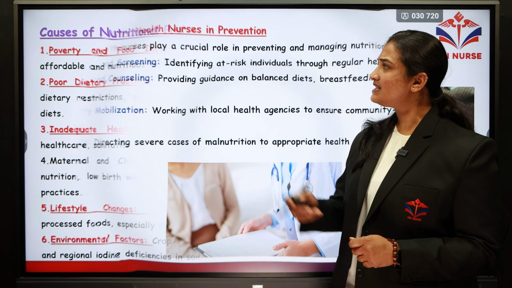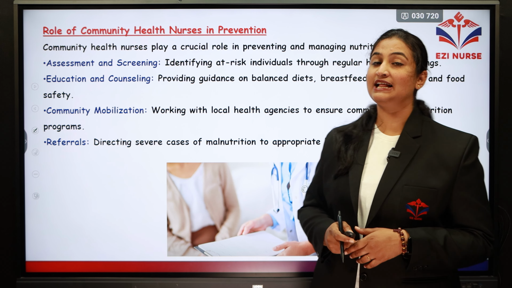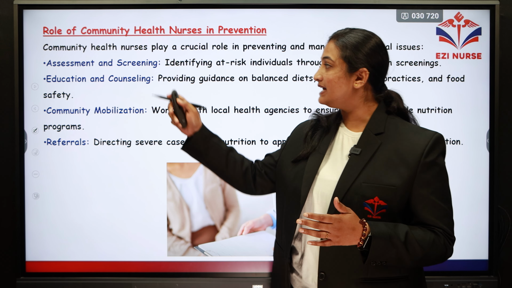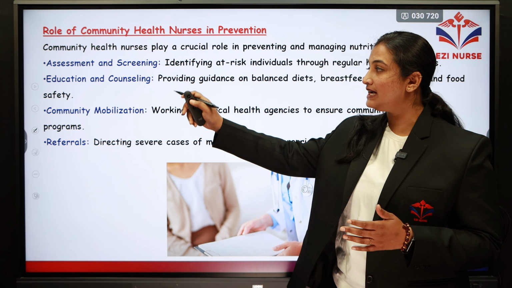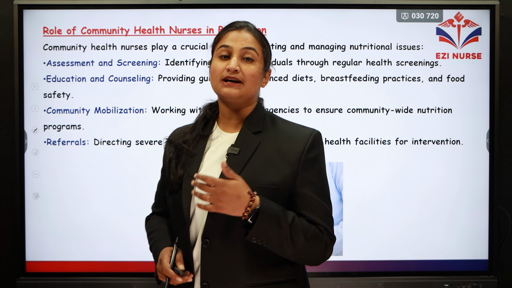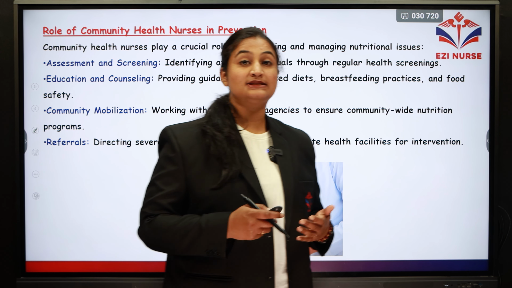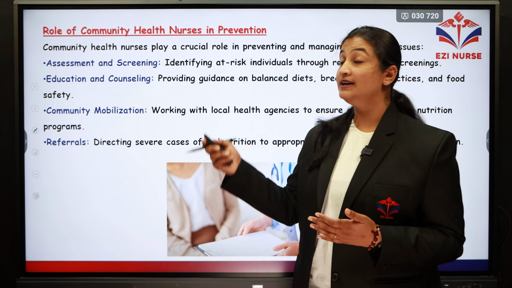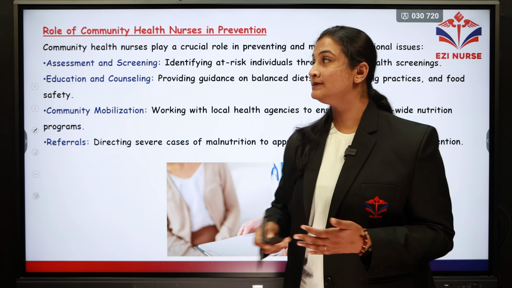Then what is the role of community health nursing in prevention? There is assessment and screening procedures, education and counseling must be done, community mobilization, and coming to referral. These are some of the roles that must be taken by the nurse for prevention.